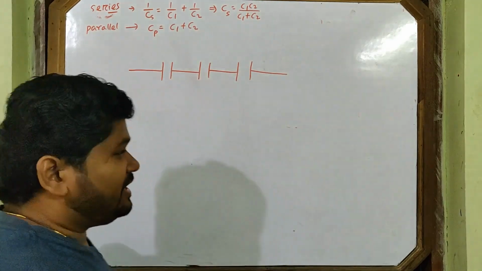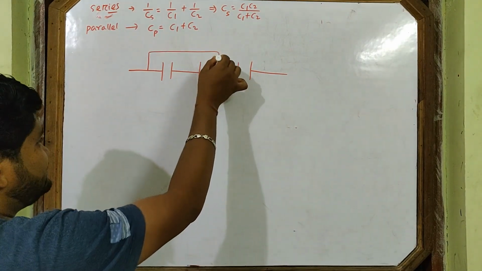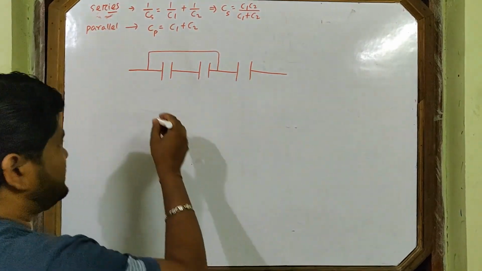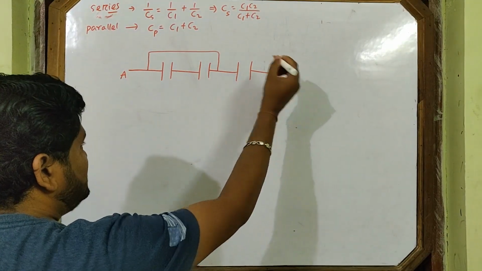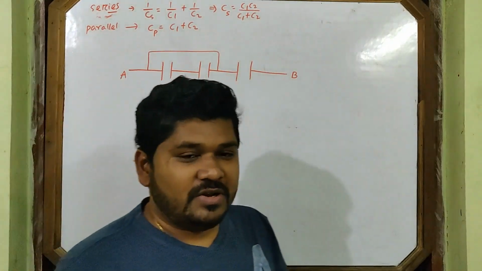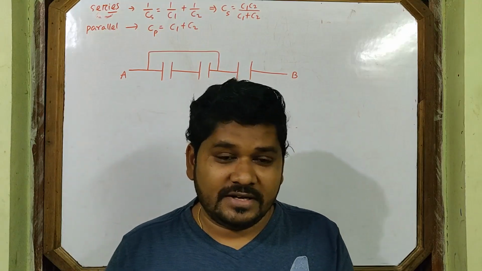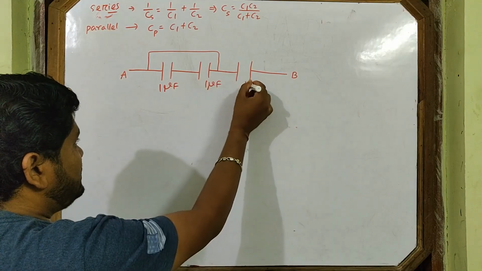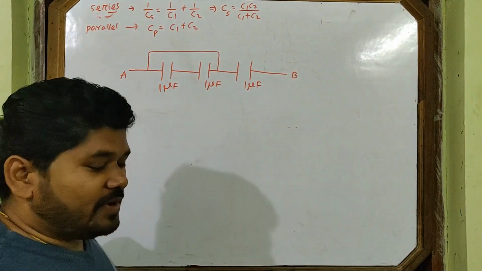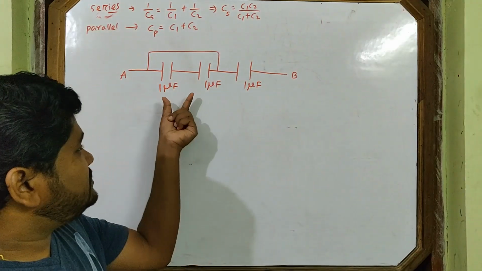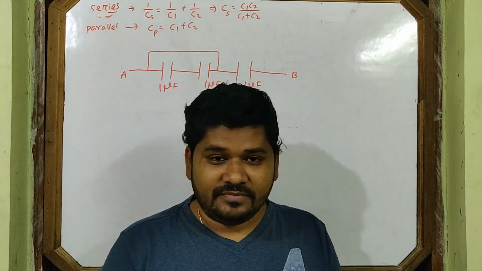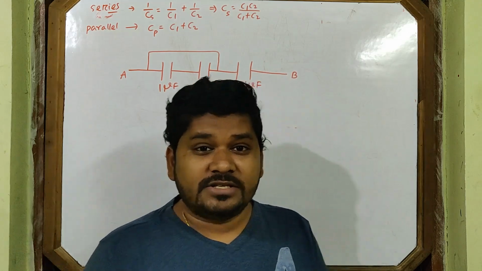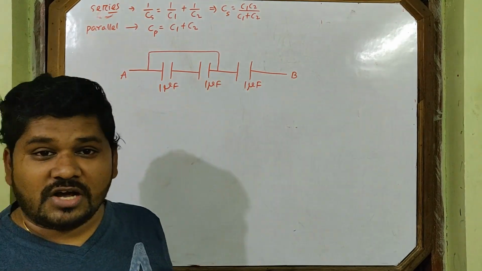But what happens if I connect one wire like this? Now what happens here? What is the capacitance? I am connecting one wire here. This is point A, this is point B. Now what is the capacitance? I am connecting only one wire. Now you see, dear students, here 1 microfarad, 1 microfarad, 1 microfarad. If I connect one wire here, then these two capacitors become short. They will not be considered. Their capacitance will not be considered.